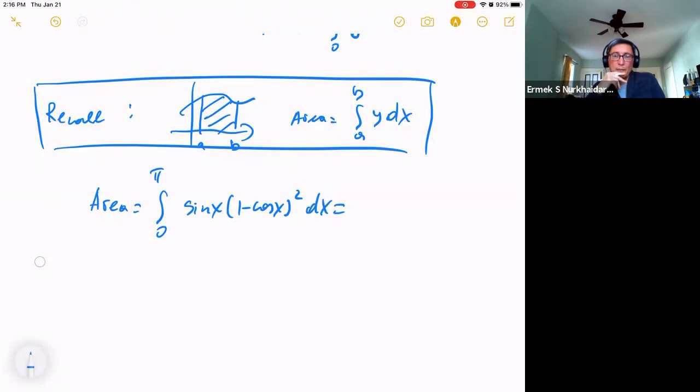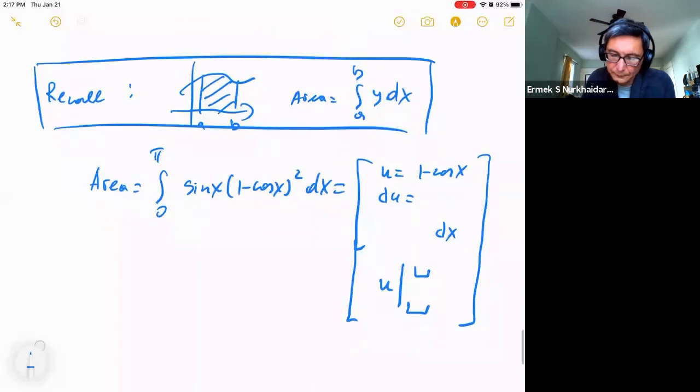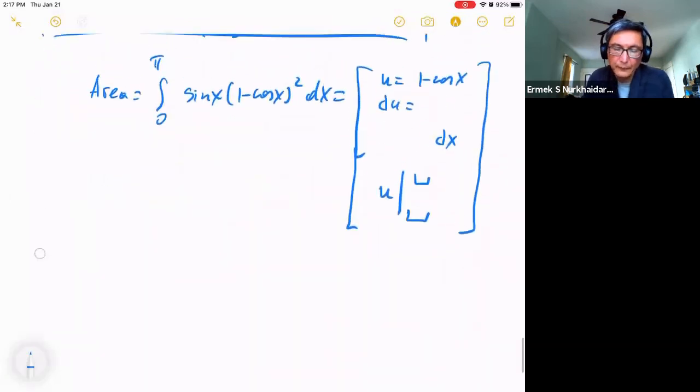And now that is definite integral. We'll do substitution. See parentheses. So we find du, we find dx, and because we're working with definite integral, also find limits of integration for u. Okay. So I'm going to give you a minute or two to try to work on it.